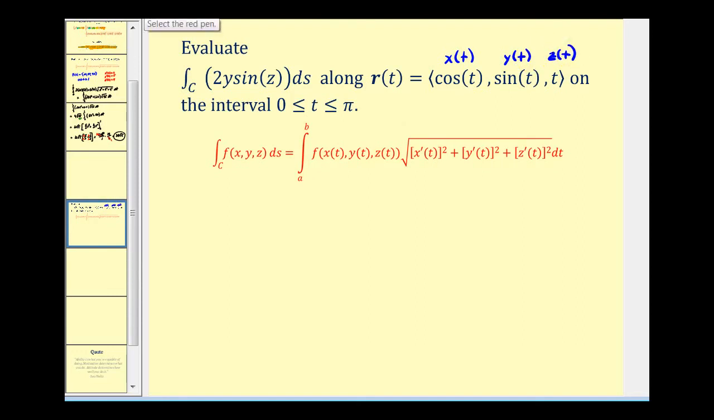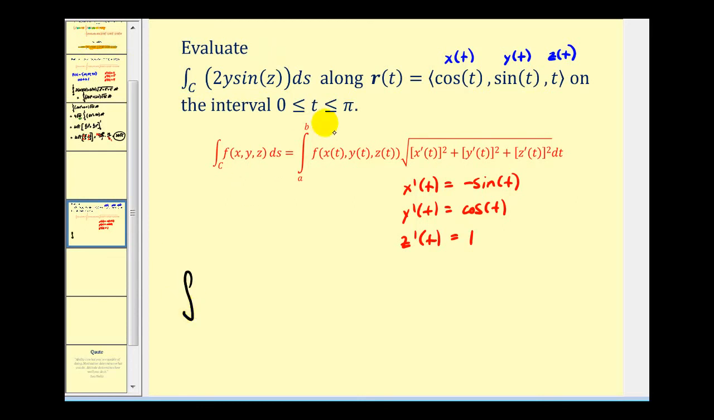So we know that x prime of t would be equal to negative sine t. y prime of t is equal to cosine t. And z prime of t would be equal to 1. So let's go ahead and convert our function to a function of t, and then replace differential s with the magnitude of r prime of t dt. We know the interval for t is from 0 to pi.